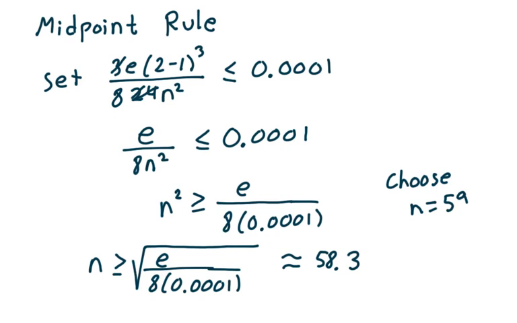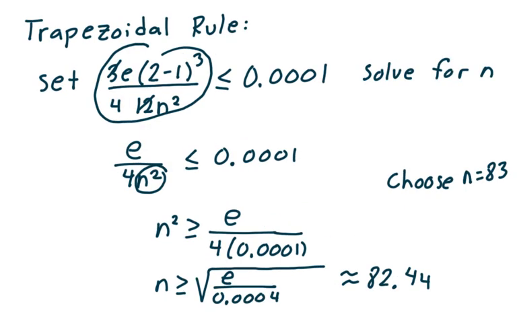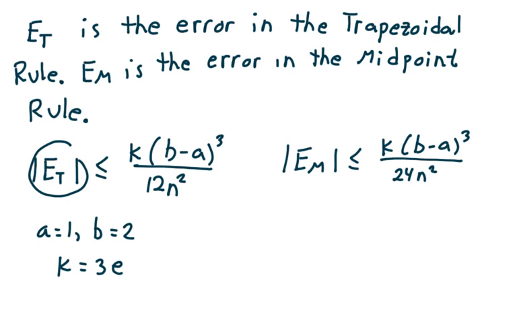So that's the basic idea. Could I have chosen n to be 60? Yes. Could I have chosen n to be 75? Yes. As long as you're bigger than 58.3, it works. Because, again, if we go back to the rule, notice, if this is within 0.0001, so is this. So the error will be within that too.